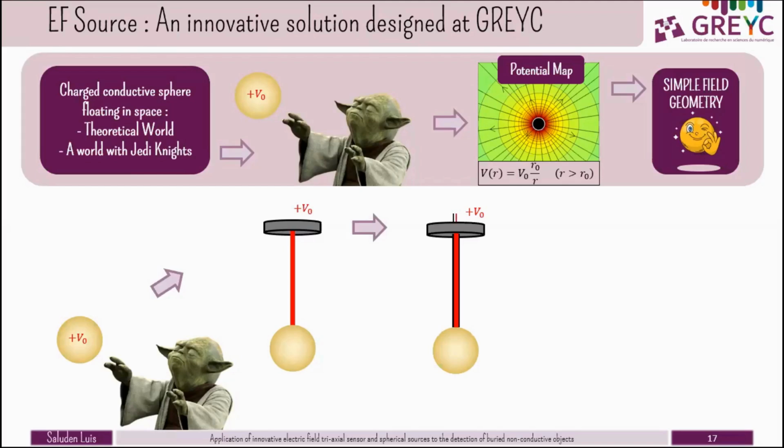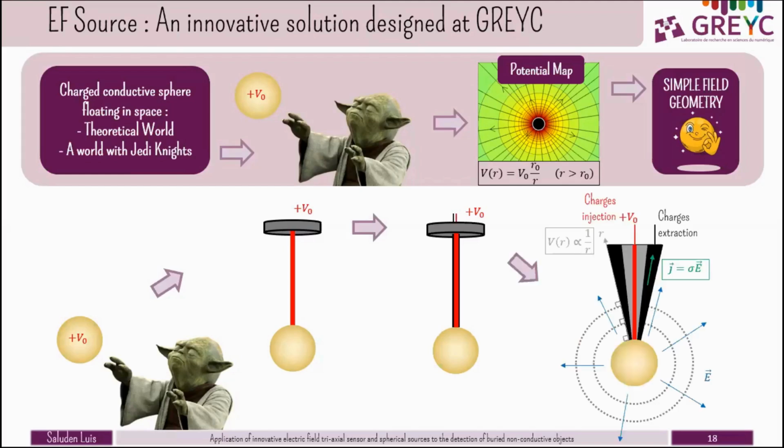But one of the researchers of my team had the idea to actually do a charge extraction that is in a conical shape. So that when you use the local Ohm's law, J equals sigma E, you actually can make the electric field lines perpendicular to the return of the extraction charges, and we do have this mimic of the charged conductive sphere floating in space.